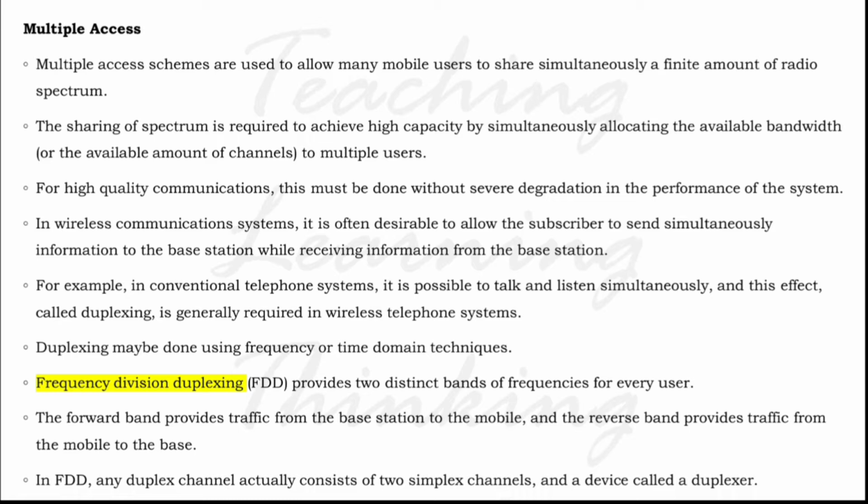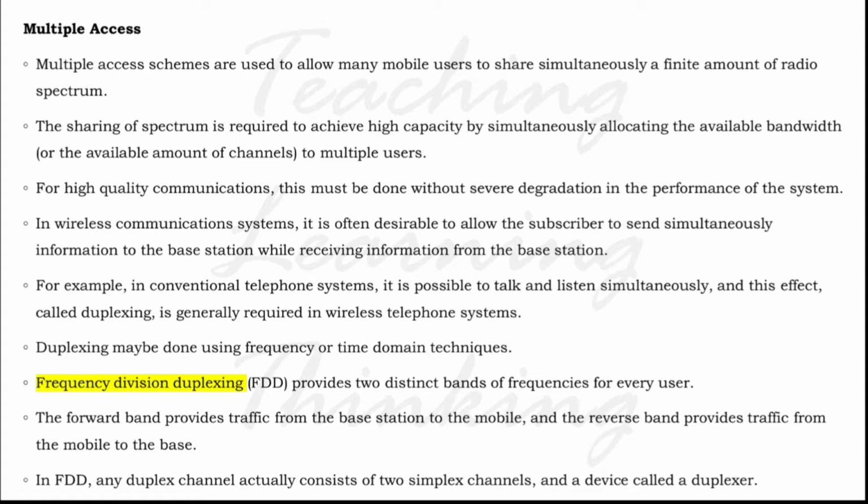In a wireless communication system, it is often desirable to allow the subscriber to send information to the base station while simultaneously receiving information from the base station. So simultaneous communication needs to be there. For example, in a conventional telephone system, it is possible to talk and listen simultaneously, and this effect is called duplexing. It is generally required in wireless telephone systems.